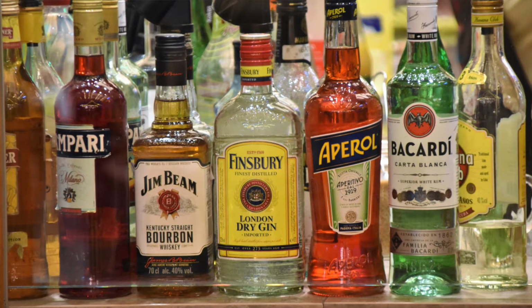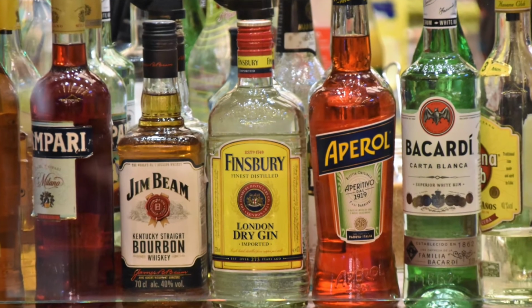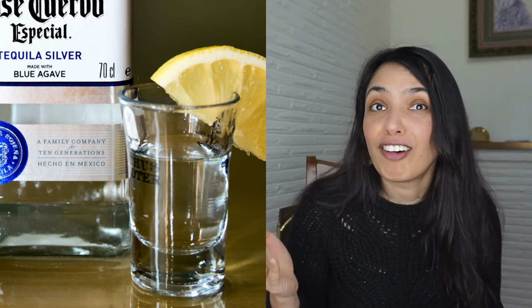Now, what is a drink? There are many different types of alcohol, and each one has a portion associated with it. So here are examples of what 1 drink is considered. 12 ounces of a regular beer, or 5 ounces of wine, or 1.5 fluid ounces of whiskey, gin, rum, vodka, or tequila.